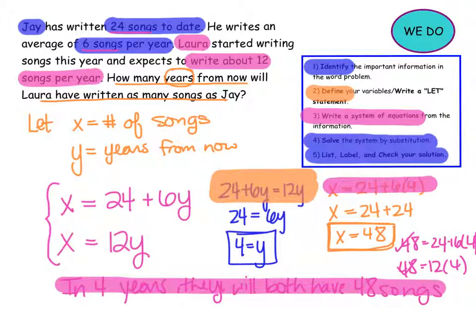That doesn't make sense. But what it's really meaning is that in 4 years from now, they will both have 48 songs. And the question is actually only asking, how many years from now will they have written as many songs as each other? So really what we care about is this beginning part. We really only care that they will be at the same spot in 4 years.